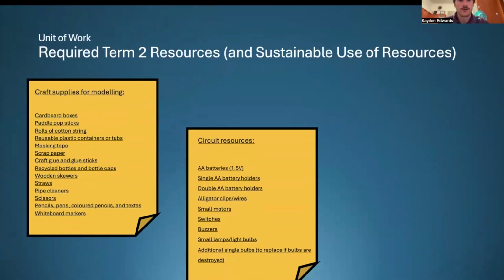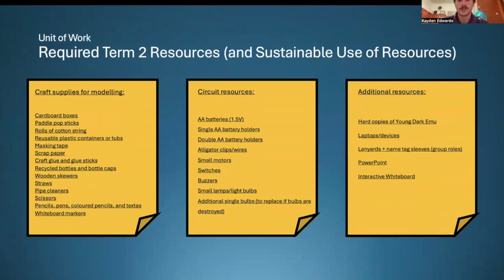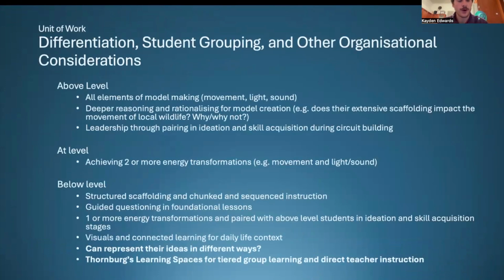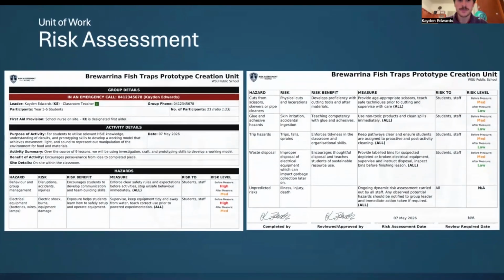We have our required term 2 resources with particular thought made to sustainable use of resources, as you can see along the 3 post-it notes. We have our differentiation for above, at level, and below, with particular mention to the amount of elements of energy transformations made between levels. So above level is all 3, at level is 2 to 3, and below level is 1 to 2, with particular mentions on the slides, as you can see. I have a risk assessment, so feel free to pause.